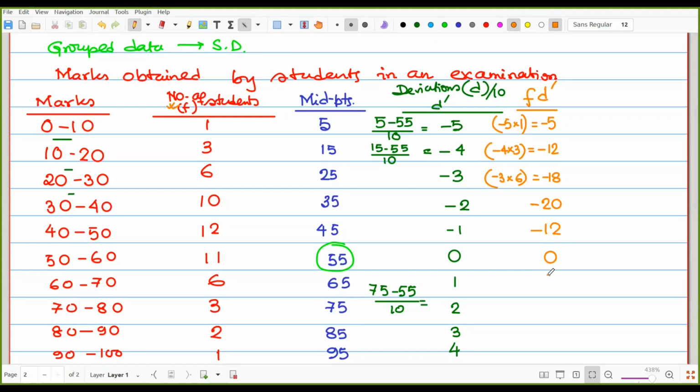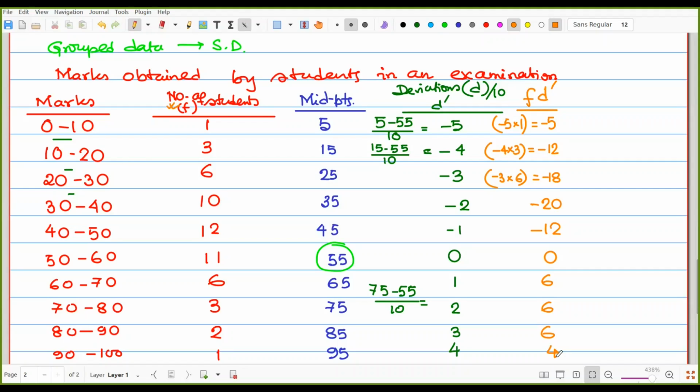Next one, 6 into 1. That means 6. 3 into 2. That is 6. 3 into 2. That is 6. And final one is 4. So that is our another column.